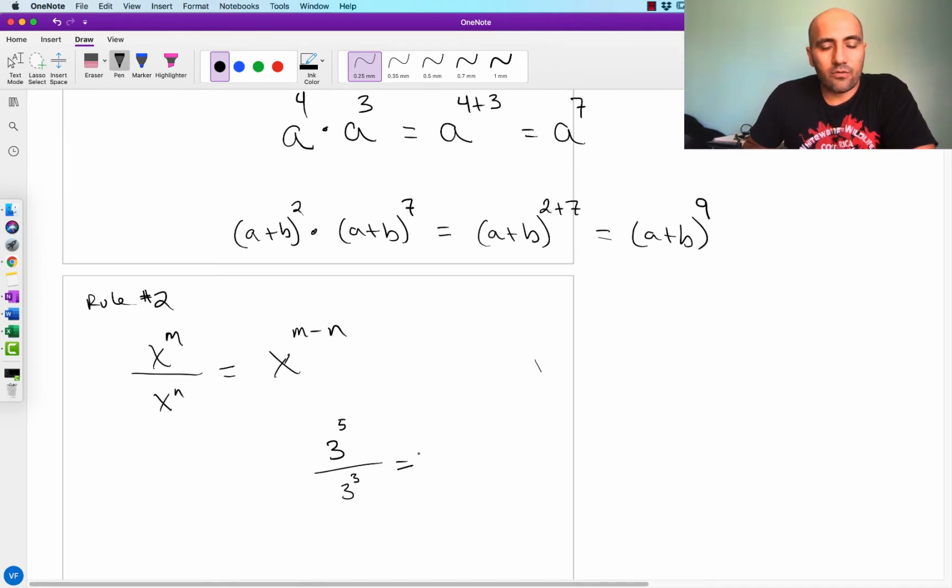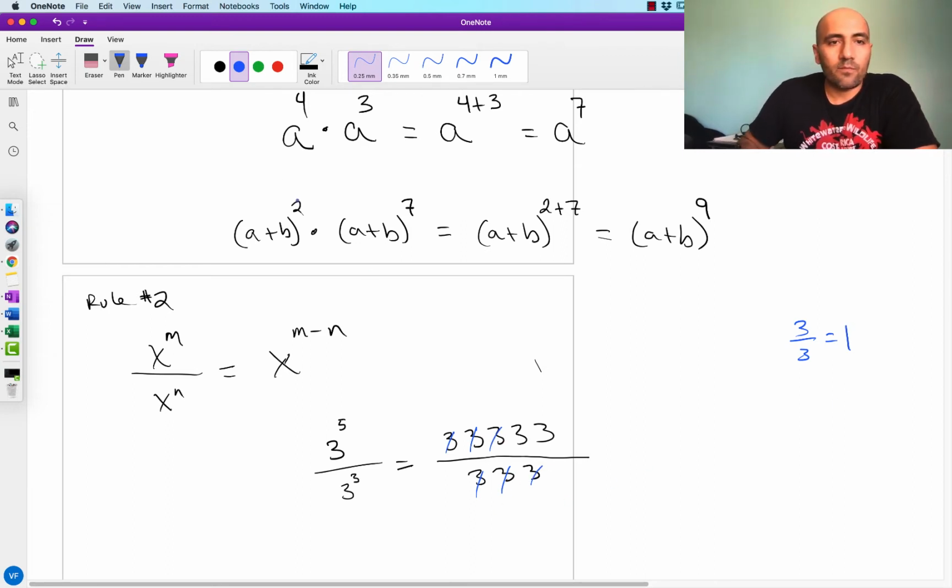okay, if we expand them out, the numerator would mean that we multiply the 3 by itself 5 times. So in the numerator, we should have 3, 3, 3, 3, 3, 1, 2, 3, 4, 5 of them, divided by, in the denominator, 3 to the power of 3. So that should be 1, 2, 3 of them. And we know from reduction in fractions that these two form a 1, they cancel. These two form another 1, 3 over 3 is 1, right? So after reduction, this just equals 3 times 3, which is equal to 3 to the power of 2.